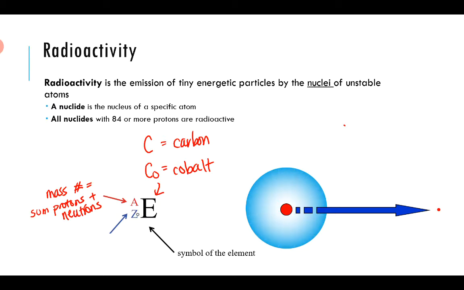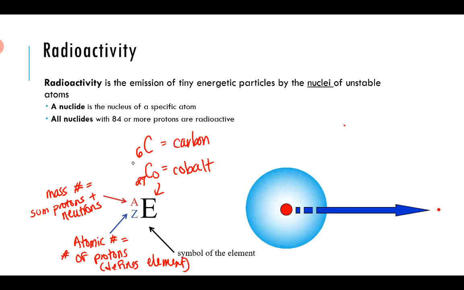Now we have Z. Z is our atomic number, which is equal to the number of protons. And that's what defines which element we have. So for instance, if we look on the periodic table, carbon has 6 protons and cobalt has 27.